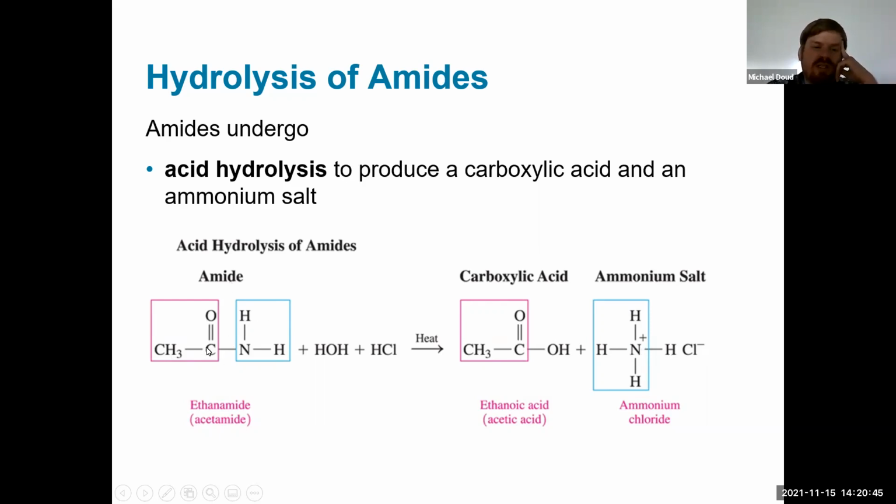What was this amide linkage between the carbon and the nitrogen? Now you're going to be left with a carboxylic acid, in this case ethanoic acid, and the ammonium salt of the amine. In this case, it's NH4, ammonium chloride. Note here that water is a reactant as well as the hydrochloric acid, because the acid is actually consumed by the product.